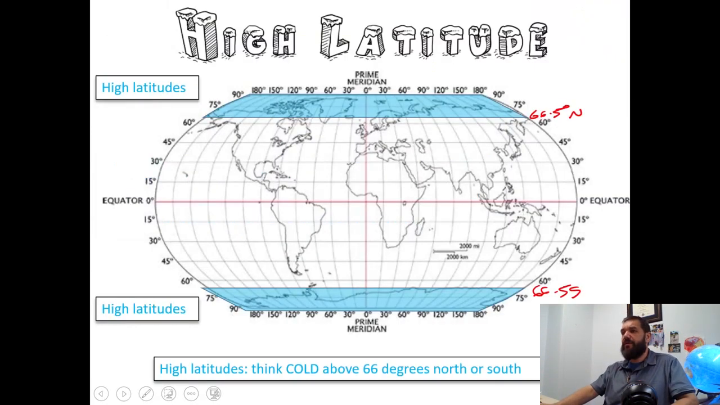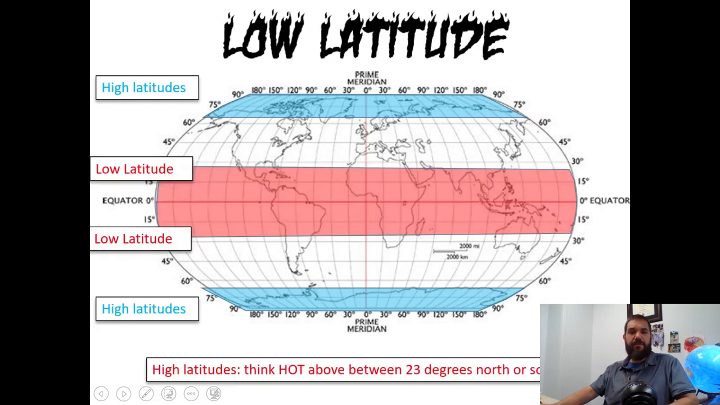Okay, so anyway, there's your high latitudes. Here are your low latitudes. Low latitudes are going to be tropical. Okay, they start at 23.5 degrees north to 23.5 degrees south.